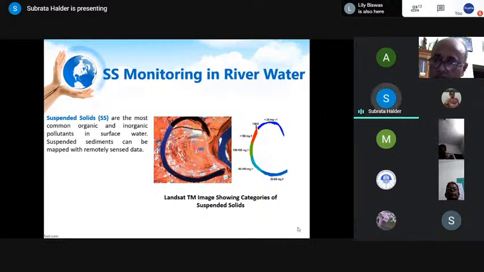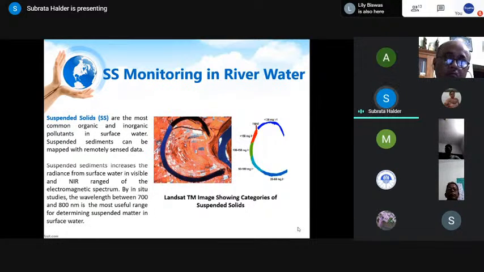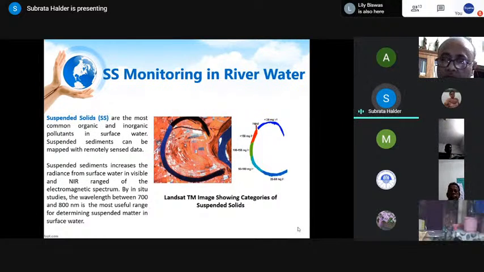Suspended solids are the most common organic and inorganic pollutants in surface water. Suspended sediments can be mapped with remotely sensed data. Suspended sediment increases the radiance from the surface water in the visible and near infrared range of the electromagnetic spectrum. By in situ studies, the wavelength between 700 and 800 nanometers is the most useful range for determining the suspended matter in the surface water. Here, the Landsat thematic mapper image showing the categories of suspended solids.